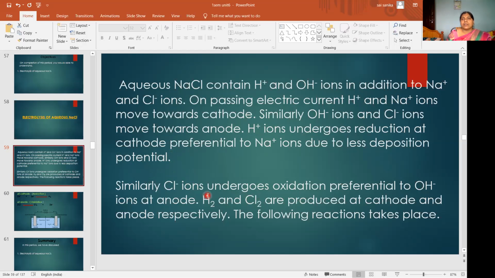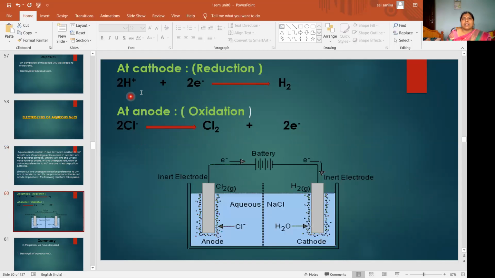So during electrolysis of aqueous NaCl, which gases are liberated at the anode and cathode? Hydrogen gas is liberated at the cathode and chlorine gas is liberated at the anode. Whatever Na plus ions and OH minus ions are there, they will combine and form sodium hydroxide as a byproduct in the solution.